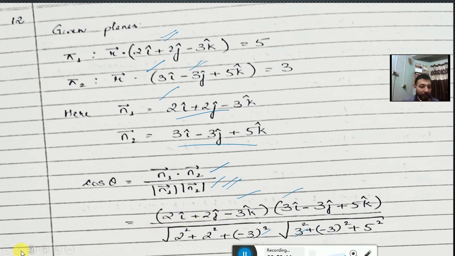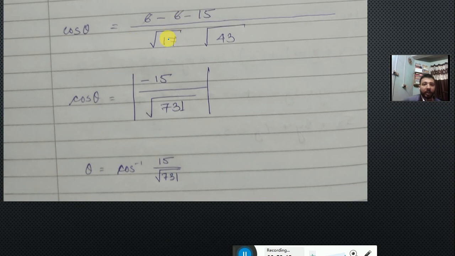Next, you can see I've substituted here, and when solving it, your answer should come out to be this. Okay, it's very easy, we have done many previously also. Now let's do question number 13.